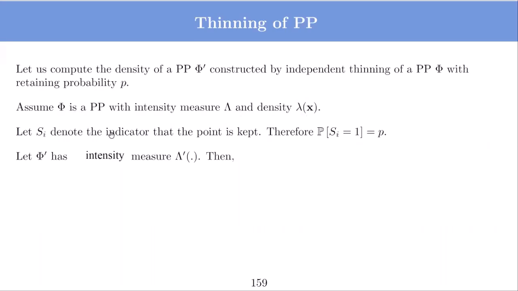Let S_i denote the indicator that the point i is kept. So for every i, there is one indicator S_i. The probability that S_i is equal to 1 is p, and it is independent of the other S_j's. Now suppose phi dash has intensity measure capital lambda dash.